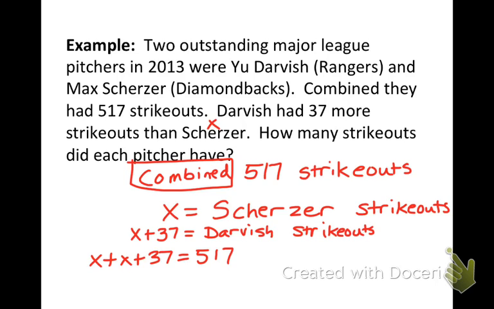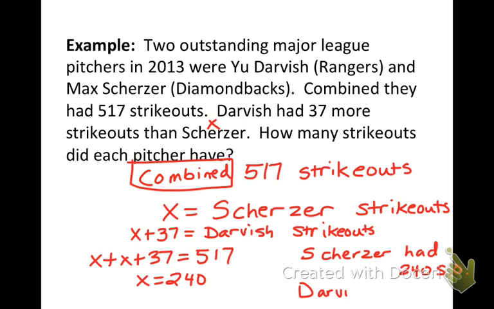You guys get 240 for x? So x is equal to 240. That means Scherzer had 240 strikeouts, which means Darvish then had how many? 277 strikeouts. I'm just abbreviating that. If you add those together, do you get 517? Yes, so we know we did it right.